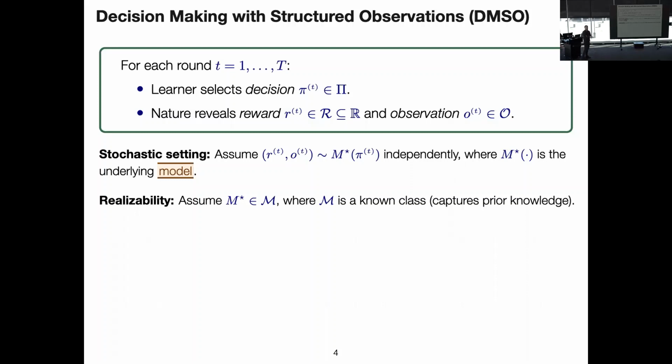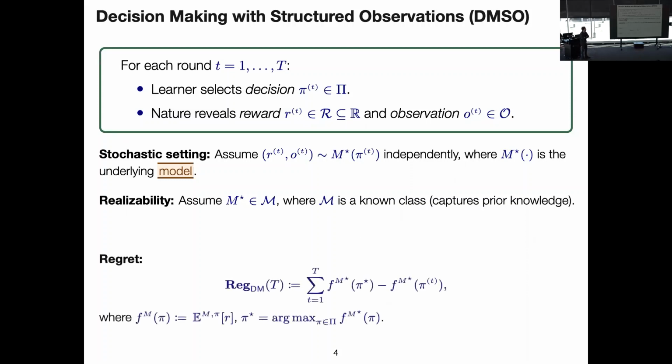The last detail to mention here is we're going to be measuring performance through regret. Regret is just the difference between the cumulative reward you would achieve if you knew what the best possible decision for M star was, minus the cumulative reward that you actually achieve. A note on notation: f_M of pi, for a model M, is just the mean reward function. This is our expected reward if we take a decision pi. And pi star is the optimal decision for M star.